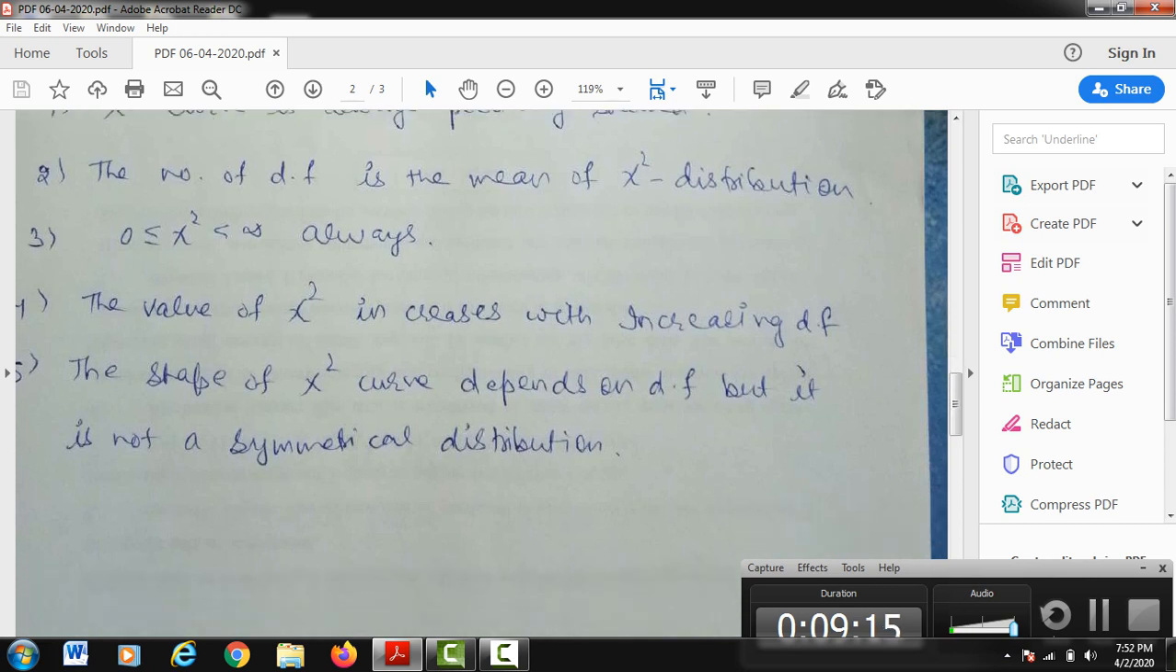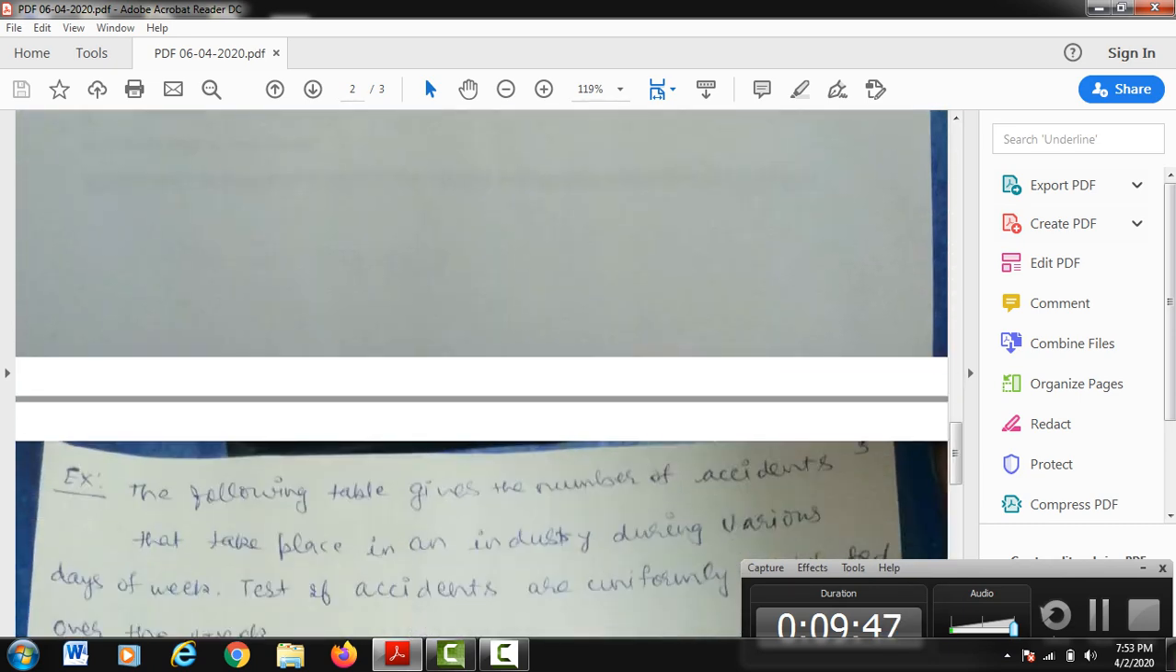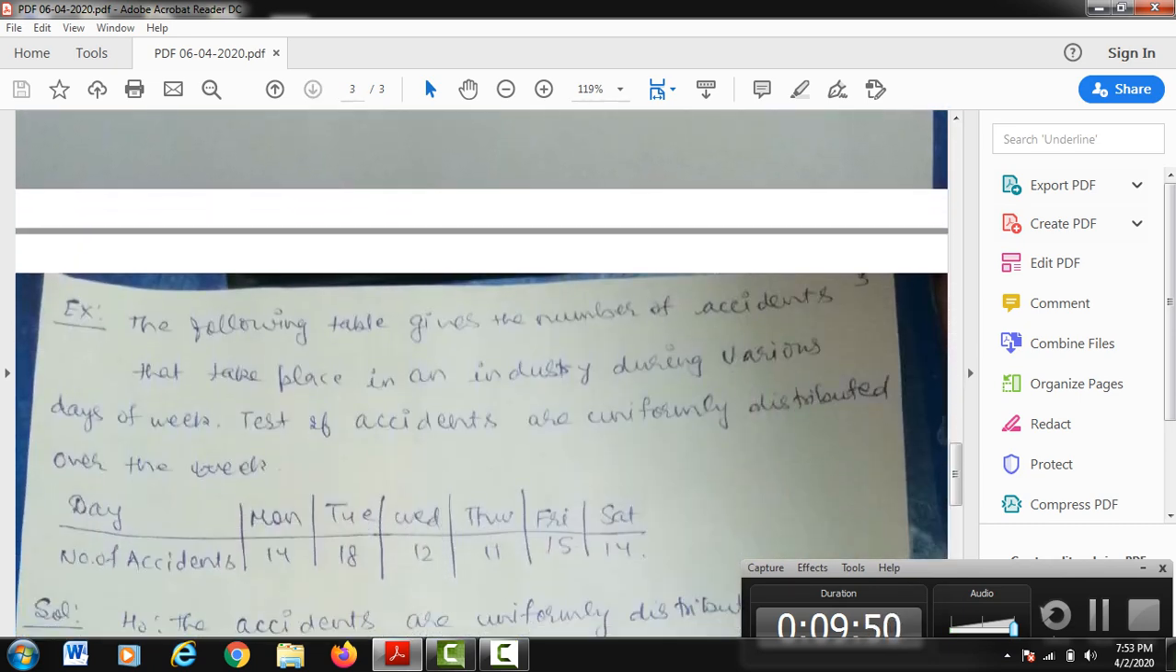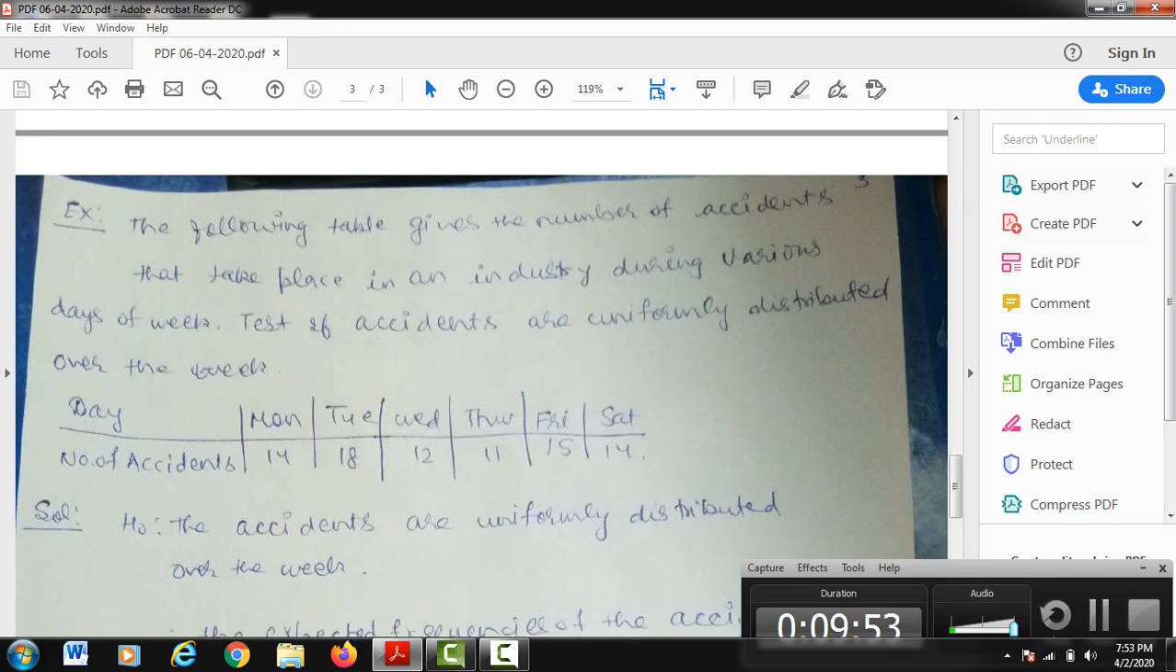Then the value of chi-square also increases with increasing degrees of freedom. If we increase the sample observations, or the sample size n increases, the value of chi-square also increases. That is, there is a direct relationship between the value of chi-square and the degree of freedom, which is one less than the number of observations in the sample. And the last property is that the shape of the chi-square curve depends upon the degree of freedom, but it is not a symmetrical distribution.